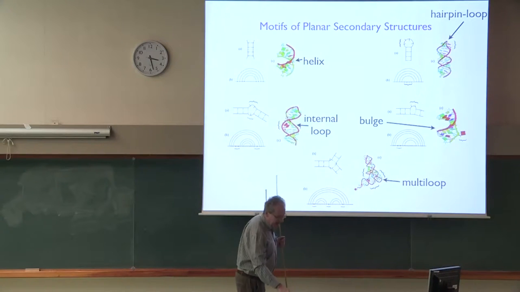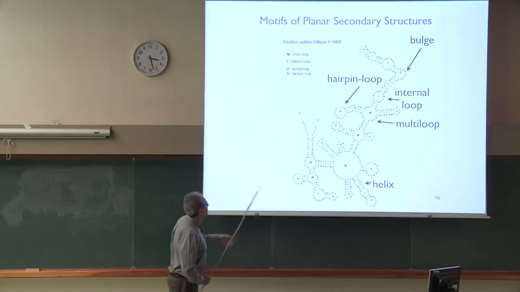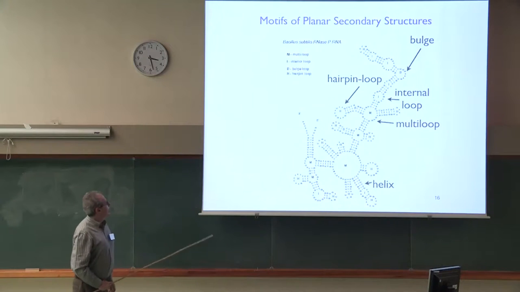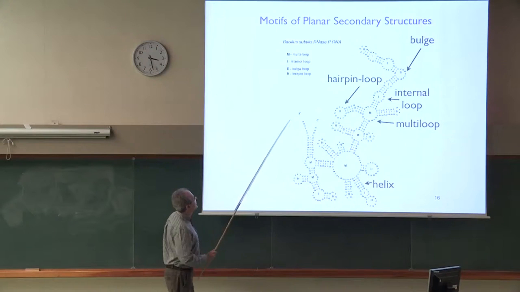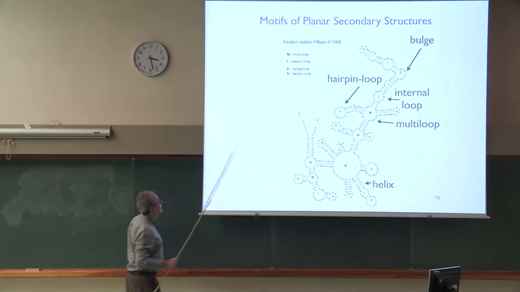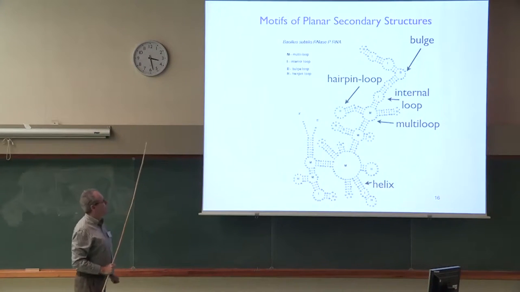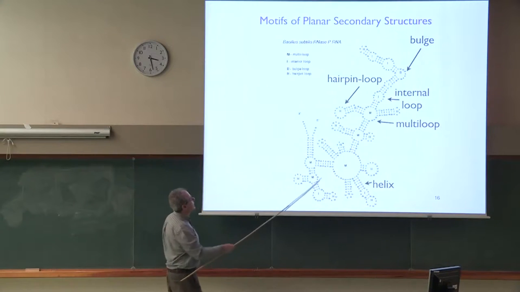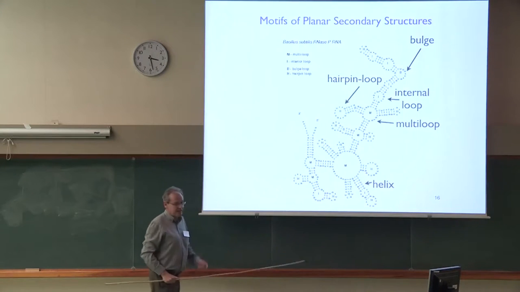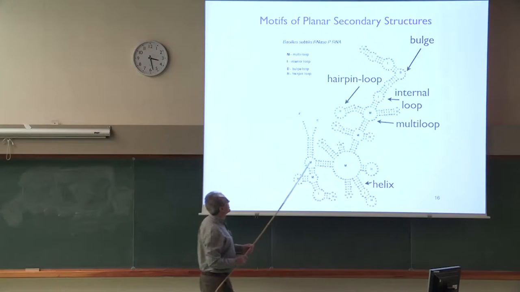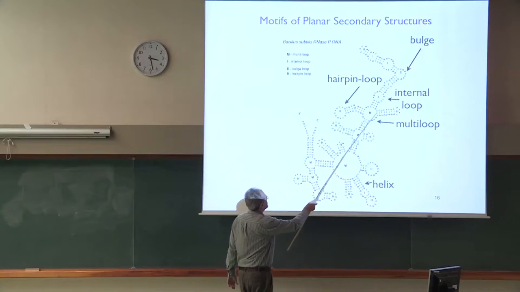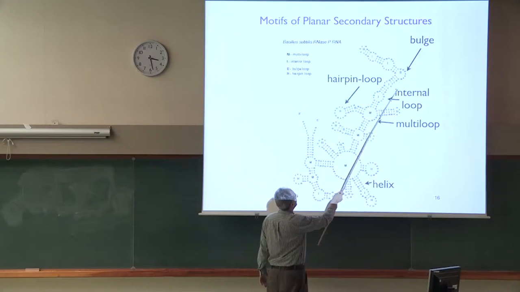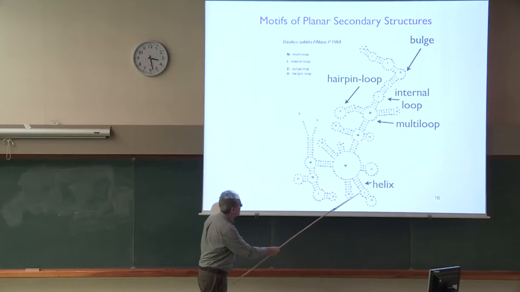And so these are planar secondary structures, and this is, for instance, the real secondary structure of a certain biological RNA, and you can see all these motifs that I showed before. This is a nice hairpin loop, this is a multi-loop, this is an inner loop, a bulge, a helix, etc.